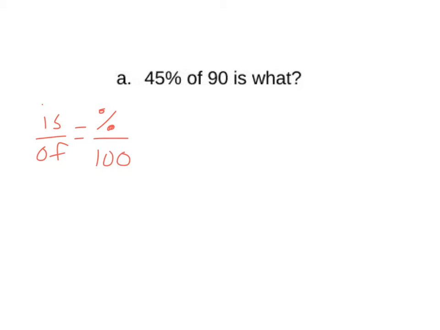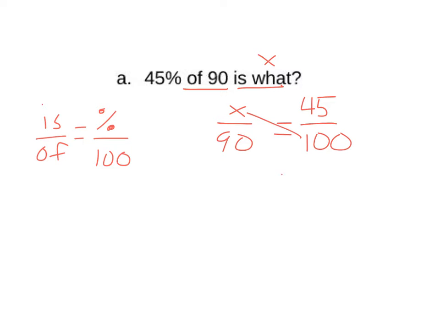So example A, when we're looking at 45% of 90 is what? Well, we start filling this out. Some of the information we know is the 45 is always over 100 because that is our percent. And then we look at of 90 is what? So your is your x, your of is 90. And then what we want to do is take the time to cross multiply and solve. So if we cross multiply here, we get 100x. Cross multiply here, we're going to get 4,050.